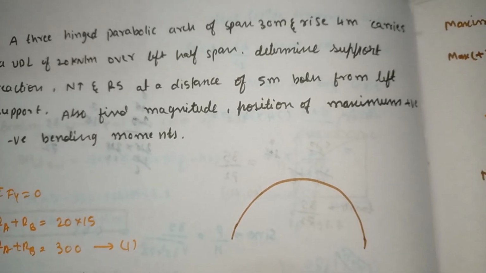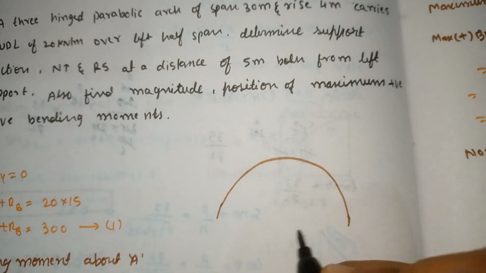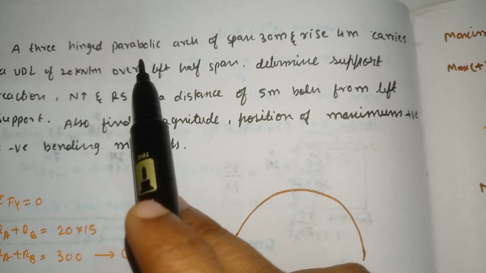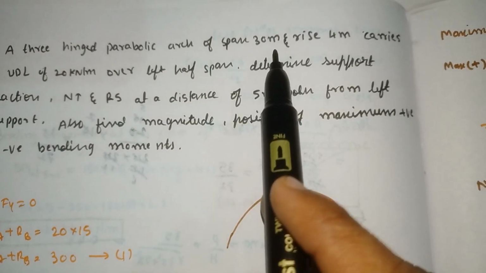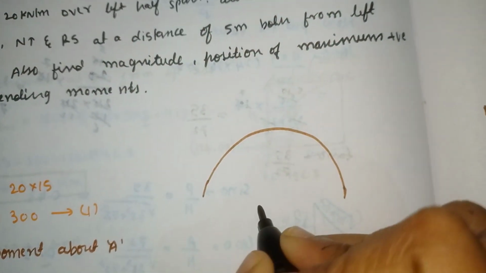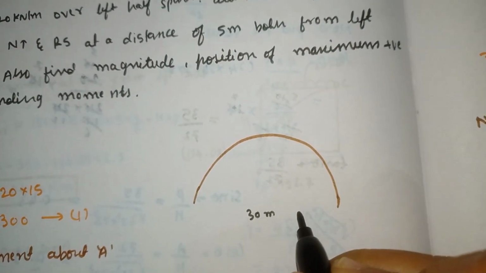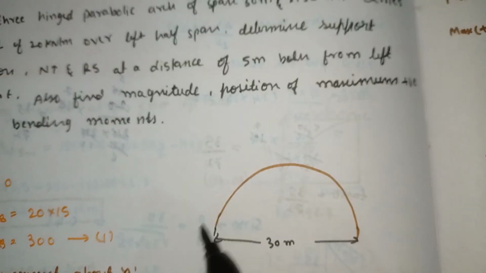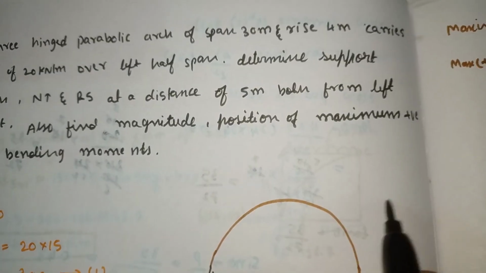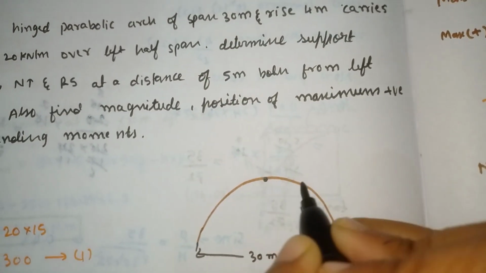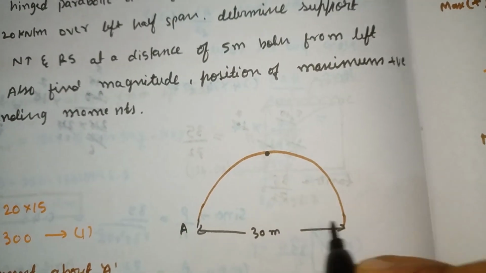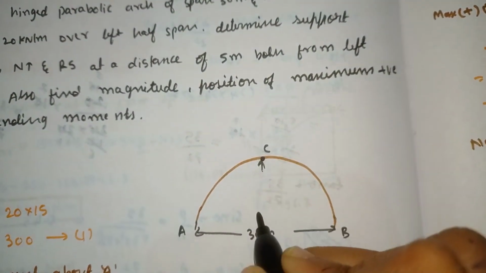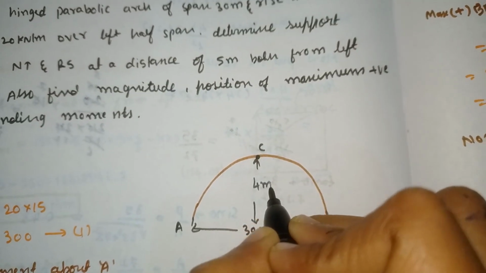So first what we have to do is draw the arch diagram. So what they have given: a 3-hinged parabolic arch of span 30 meter and rise of 4 meter. This is the ground. This is point A, point B, and this is point C. From here to here is the 4 meter rise.